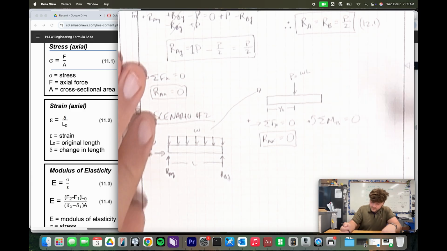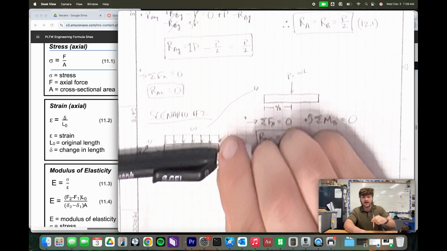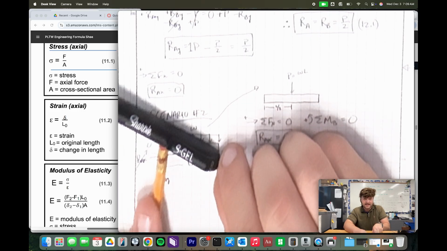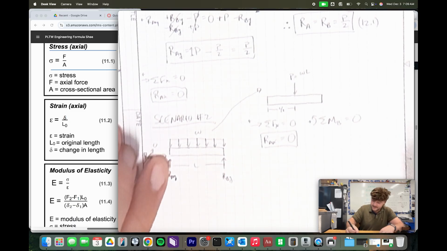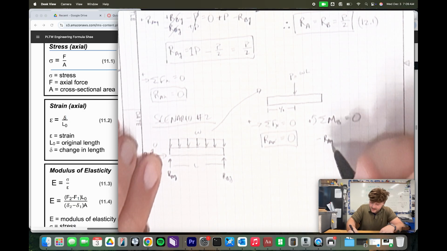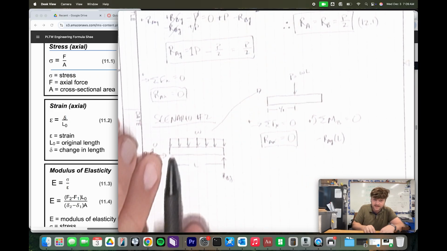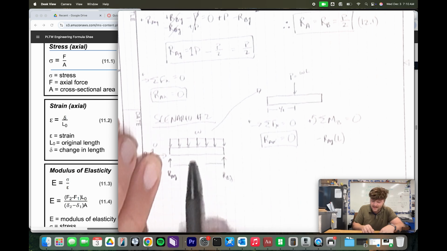So let's go ahead and look at this. If we have RB, let's first start with RA. So we're going to have that reaction support right here. Now, if I look at this, this is going to cause a clockwise rotation of the beam, right? So I'm going to put a negative, and then we've got RAY. We're going to multiply that by L because the distance from the point we're calculating the moment about to where that force is applied is L.